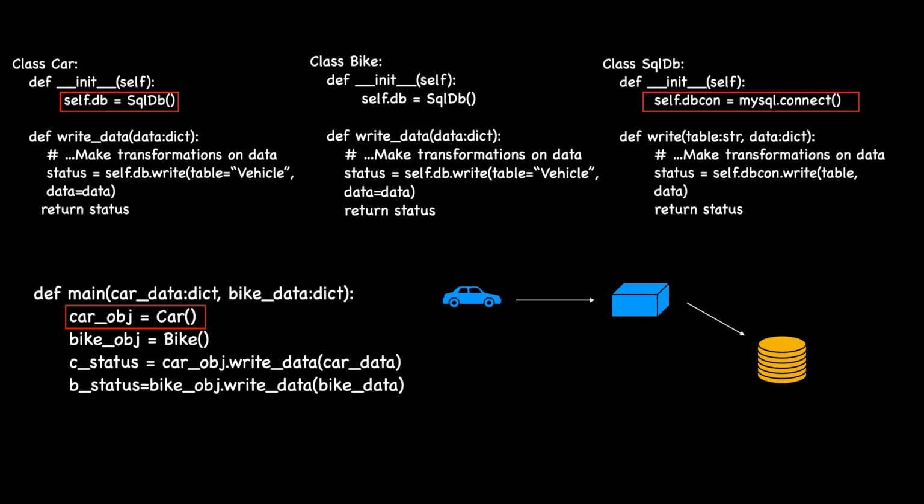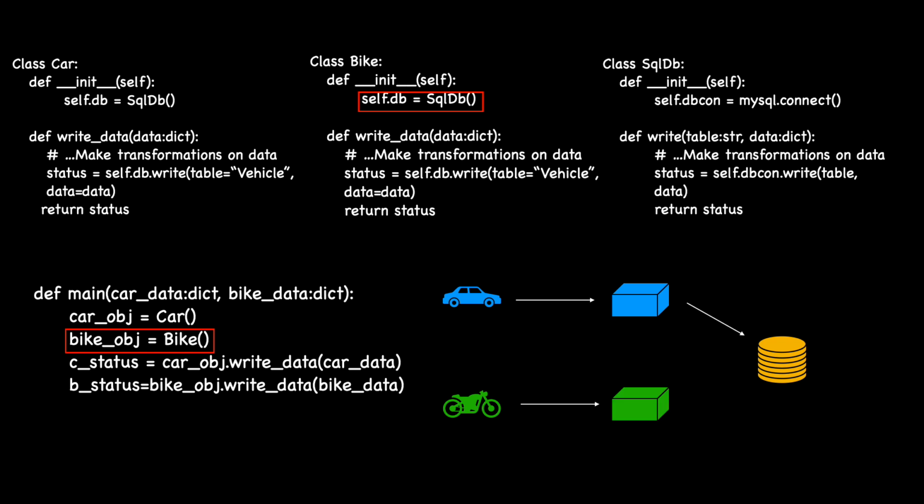Once the connection is established, the interpreter will start moving to the next line. Similar to car, the bike has also been initialized and an instance is created in the memory. And then at the end we have a database connection established between the SQLDB object and the database. The interpreter will start moving to the next line.